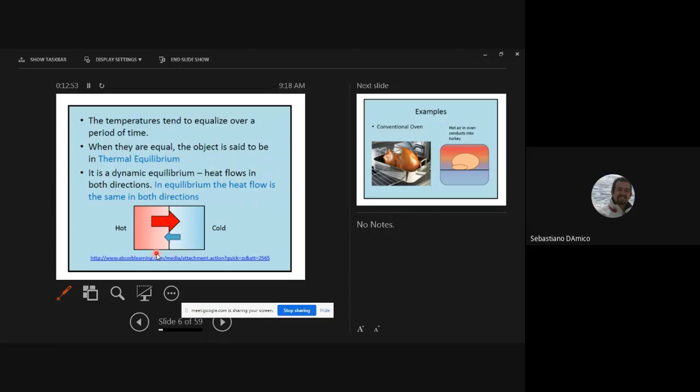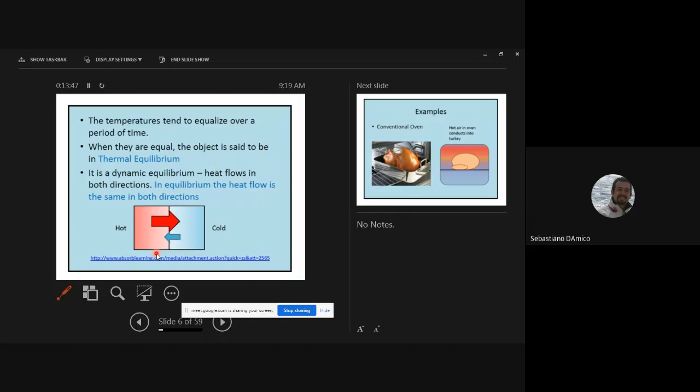So what happened to that hot cup of coffee? It has transferred some heat to something else, and then its temperature tends to equalize with the environment in a certain period of time. When they're equal, the key words that we use in this particular case, with two objects in contact where the hot object is transferring heat energy to the other one, is that we say the two are in thermal equilibrium.